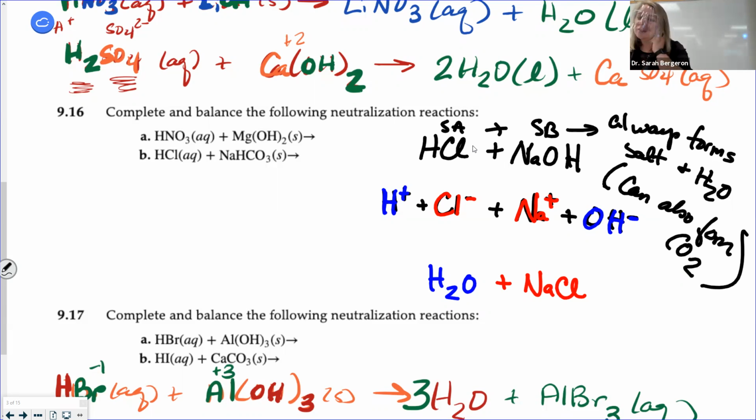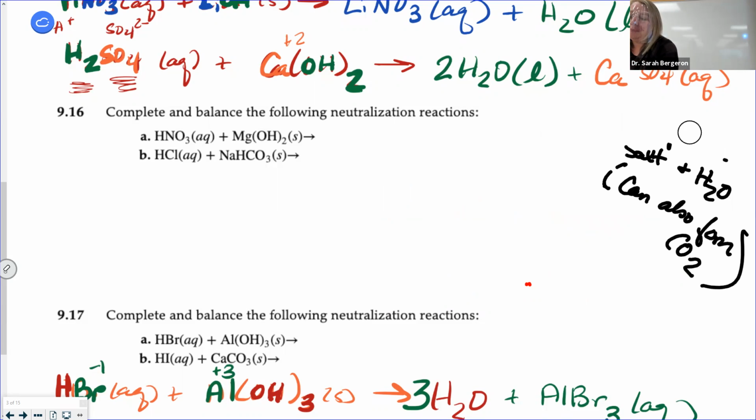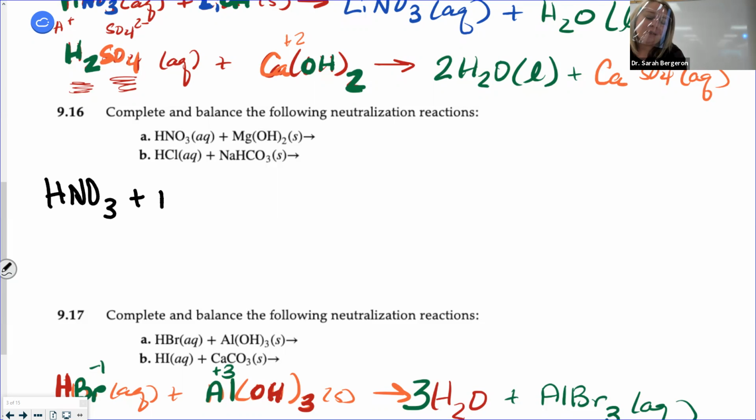Okay, so let's do this. Balance the following neutralization reactions. Let me erase this stuff. Okay, now that we got room. All right, so we have HNO3 plus Mg(OH)2.